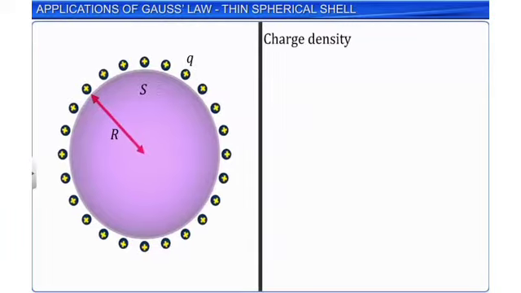The surface charge density, sigma, is the charge per unit area of the surface, and hence sigma is equal to Q by A, where Q is the charge on the spherical shell and A is the area of the sphere. This can be rearranged as Q is equal to sigma A or Q is equal to sigma into 4 pi r square, since the surface area A of the spherical shell is 4 pi r square. Let this be equation 1.